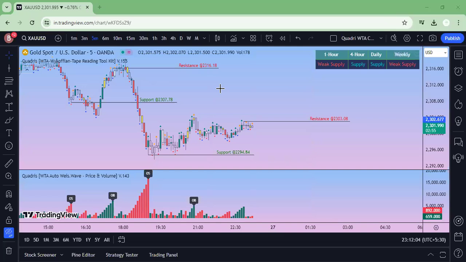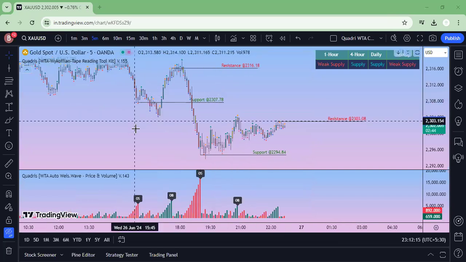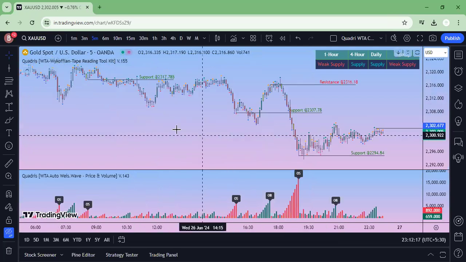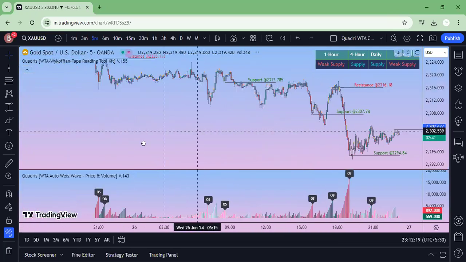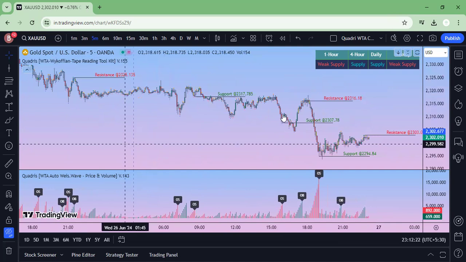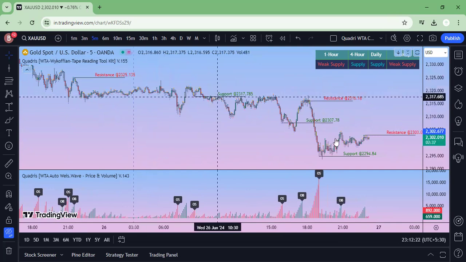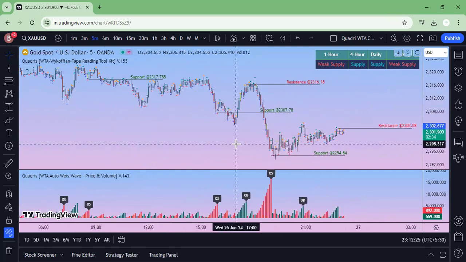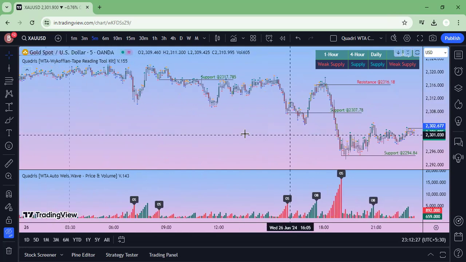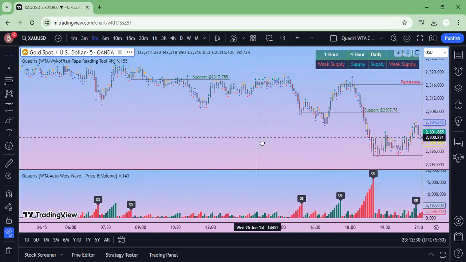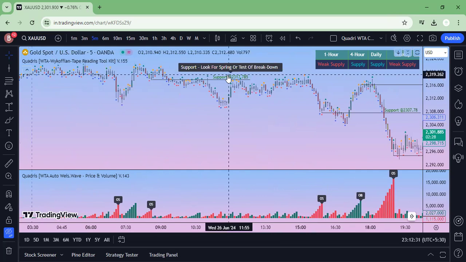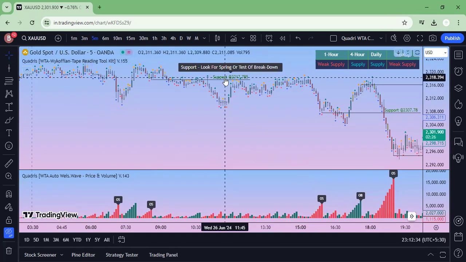So, this is gold. We got all in all 1, 2, 3, 4, 5 levels. So how to trade based on this level? If you hover your mouse over this one, it will say this is a support.